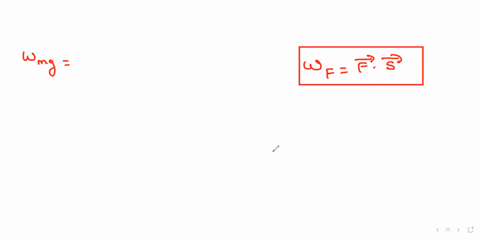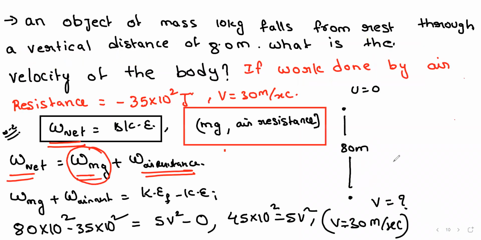Now look here. What is our force in work done by mg? Gravitational, that's weight. So here, force is weight, that is mg. We have to write it as a vector, which is minus mg j cap. Is this point clear? Yes, sir.